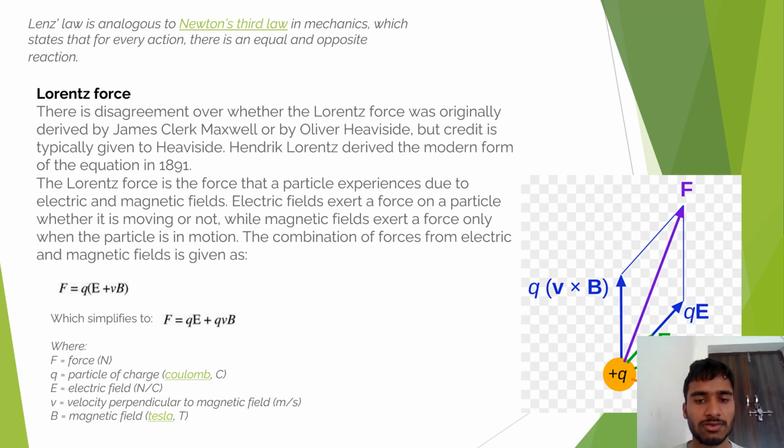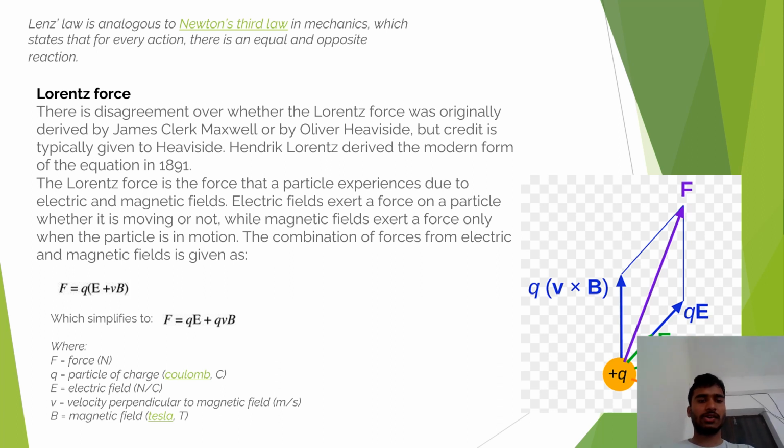The combination of forces from electric and magnetic fields is given by F = q(E + vB), which simplifies to F = qE + qvB, where F is force, q is the particle charge, E is the electric field, v is the velocity perpendicular to the magnetic field, and B is the magnetic field in Tesla. This is the equation of the Lorentz force.